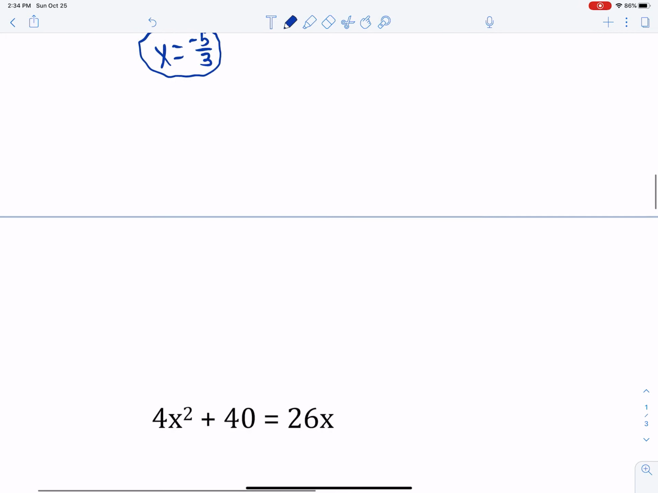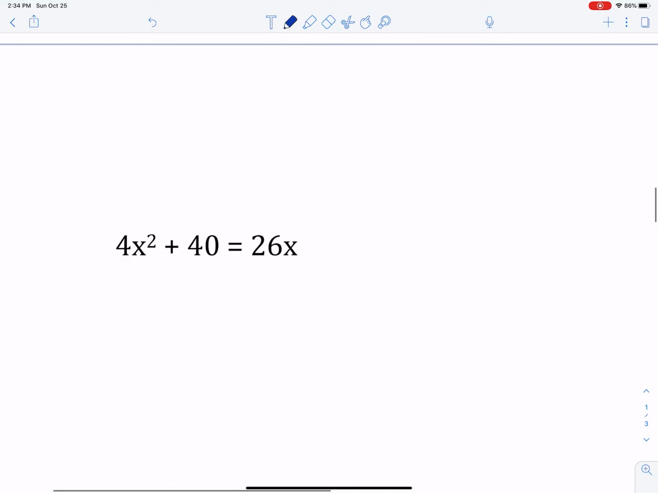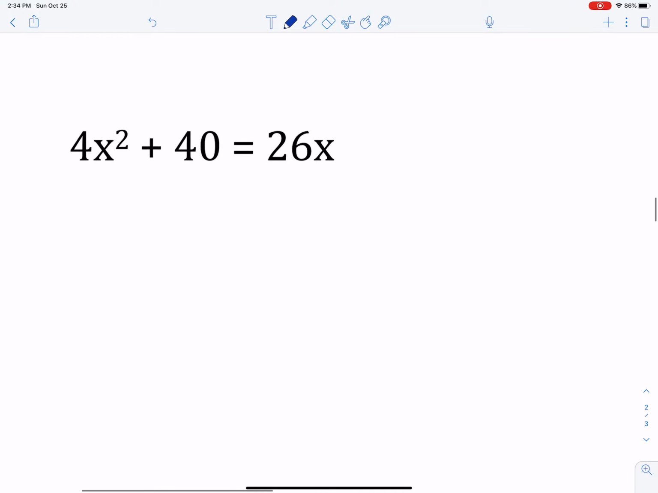Let's try a next example. Here we have 4x squared plus 40 equals 26x. All right, we want to get it equal to 0. The highest powered term is over here, and it's already positive, so I'm going to leave that where it is. Here, I'm going to get everything on one side by moving that 26x over. I subtract 26x from both sides.